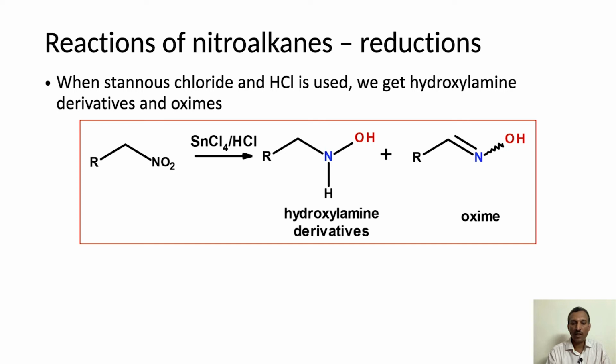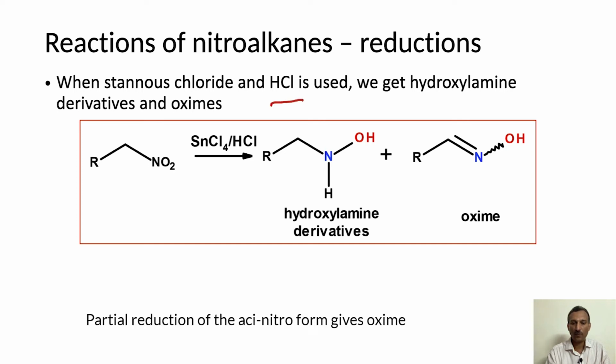When we use stannous chloride for the reaction in the presence of HCl, we actually get hydroxylamine derivatives and oximes also. So this is the hydroxylamine derivative which we have seen earlier. So in the presence of SnCl2 and HCl, we are going to get another additional product, which is the oxime.